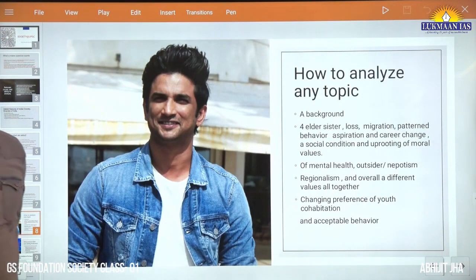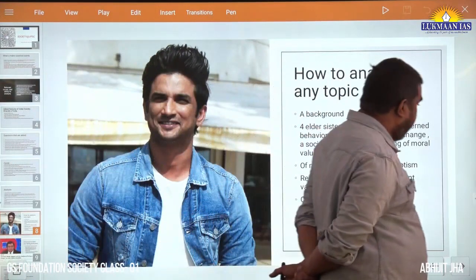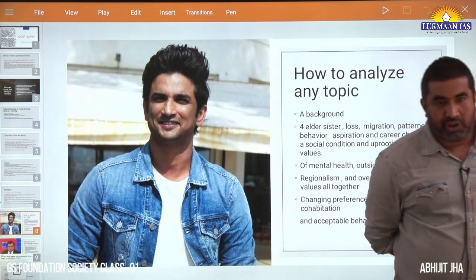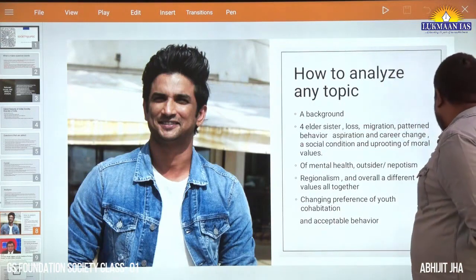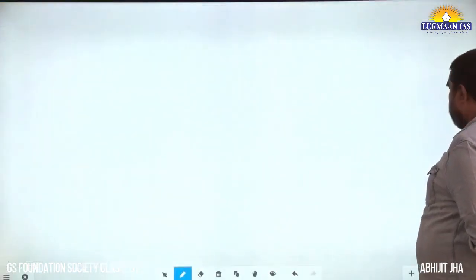This was the guy, and his ghost is haunting the rational minds in India. Now, if you were reading and if you are into the news of this Sushant Singh Rajput, then you will understand.